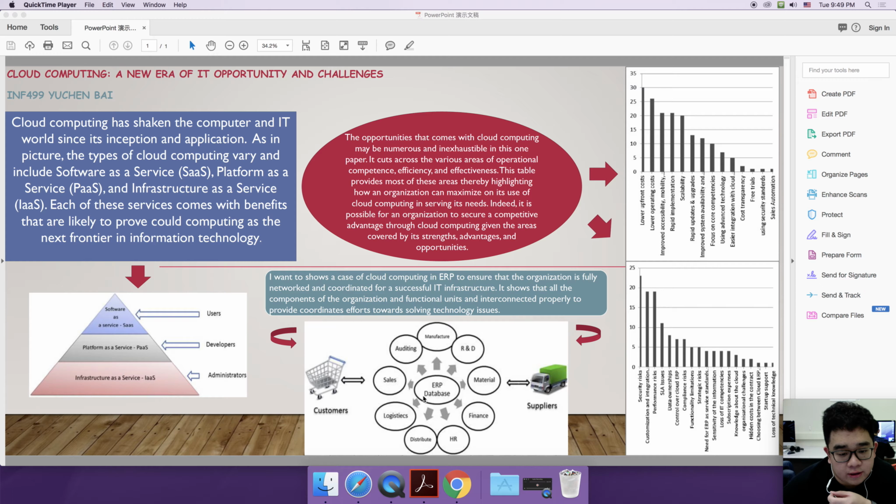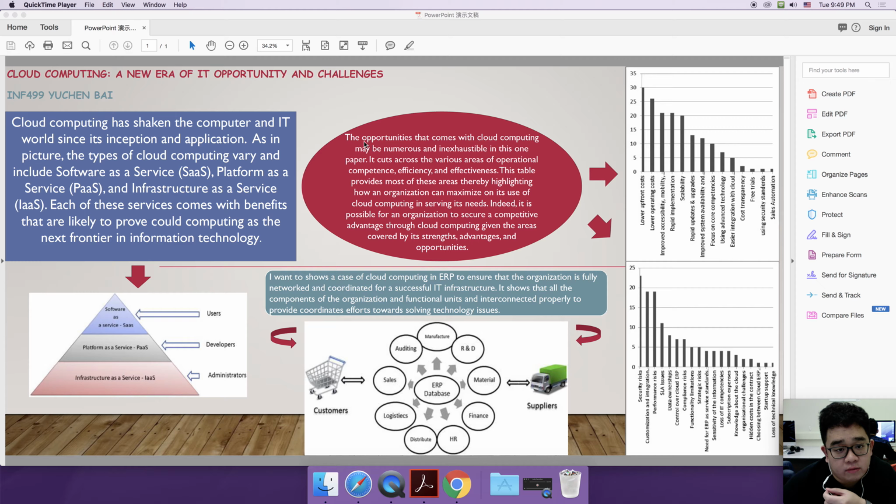I made a map about the ERP database. You can see the customers and the suppliers, and all the things that they can get from the ERP database.